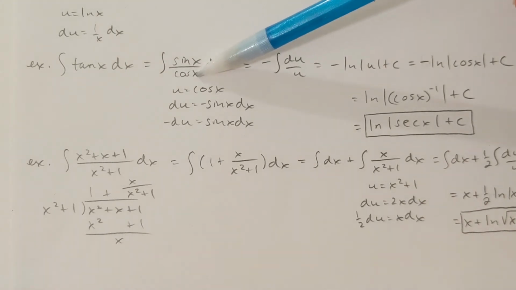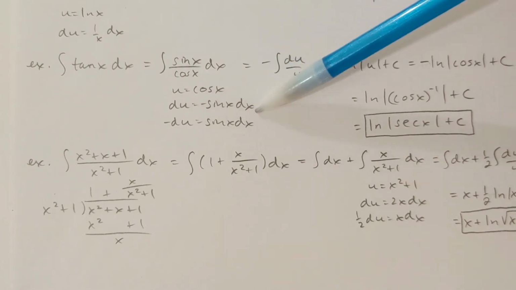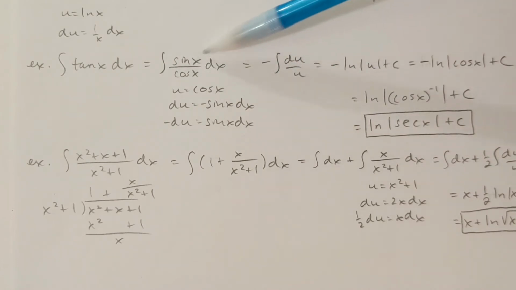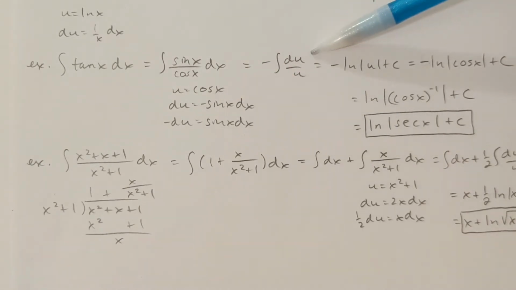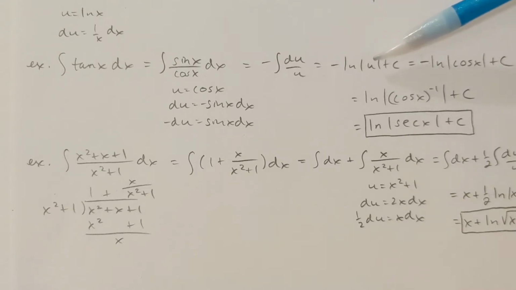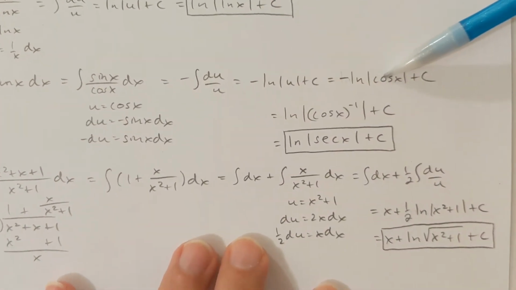So I'd want to let u be cosine x. If u is cosine x, du would be negative sine x dx, and I've got a sine x dx in the numerator there. The negative can come out of my new integral involving u. So my new integral would be negative the integral of 1 over u du, and that is equal to negative the ln of the absolute value of u plus c.